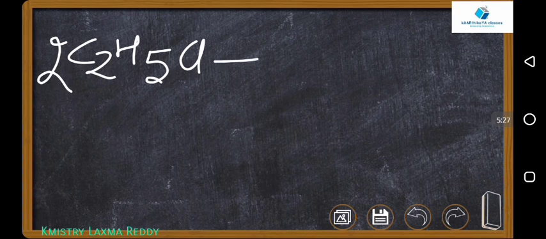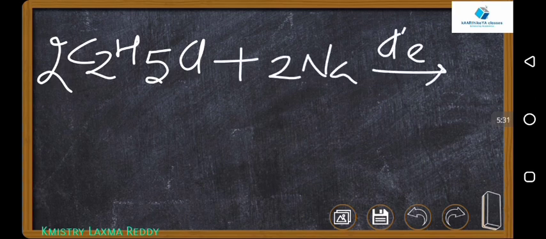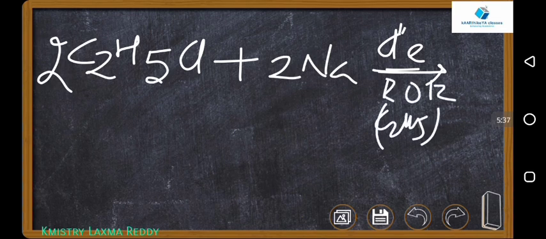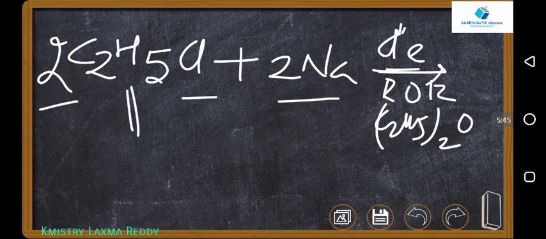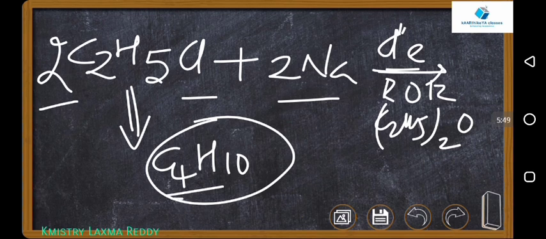See, C2H5Cl, 2 moles, if you are taking sodium in the presence of dry ether. I am writing dry ether, or you can write R-O-R, C2H5-O-C2H5. All the meaning is the same: dry ether. So what you are going to get: 2 chlorines and 2 sodiums out, C2H5 plus C2H5 means C4H10. Again, an even number of carbons.